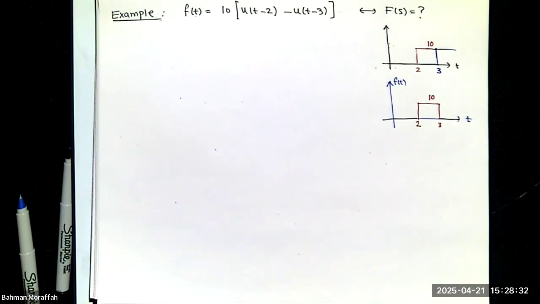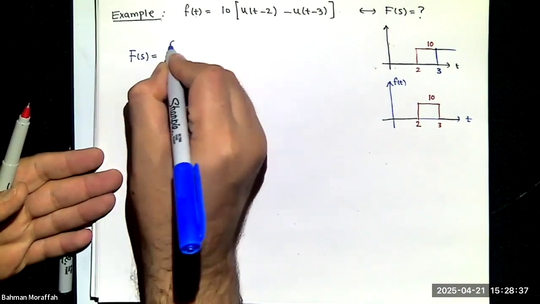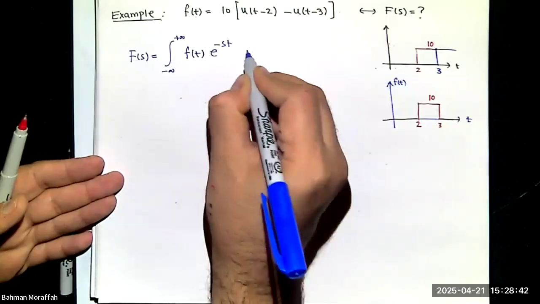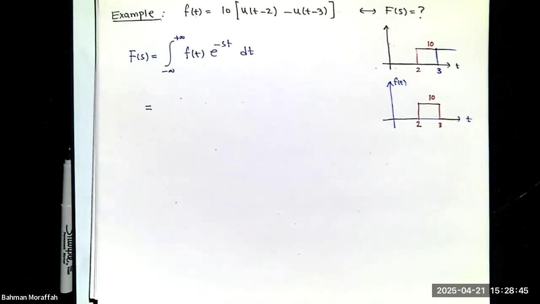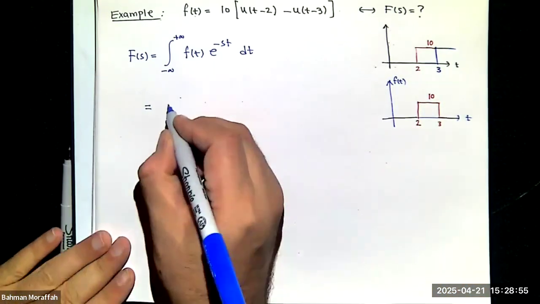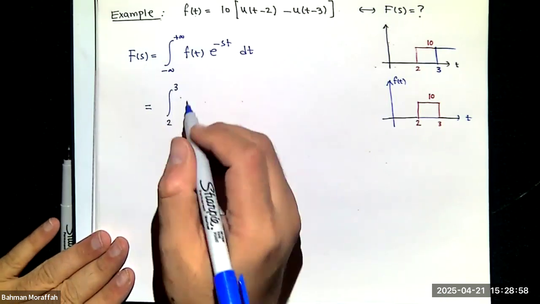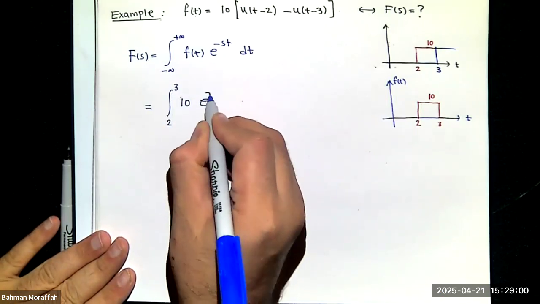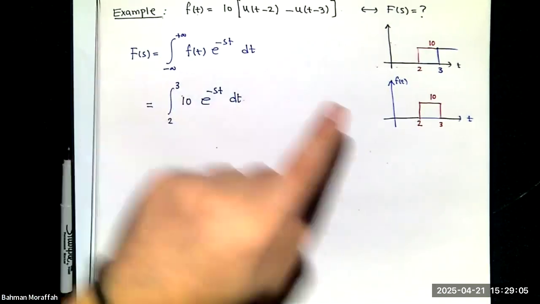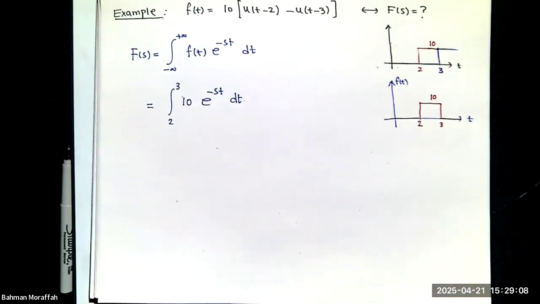That's a pulse, right? So if I want to find F of s, which is the integral from negative infinity to infinity of f of t e to the power of minus st dt, this integral is always 0 besides times between 2 and 3, right? So this integral becomes the integral from 2 to 3 of 10 e to the power of minus st dt. Remember, between 2 and 3, the value of the function is 10, right?